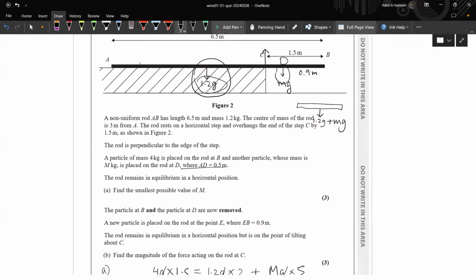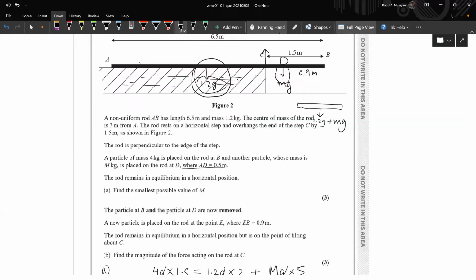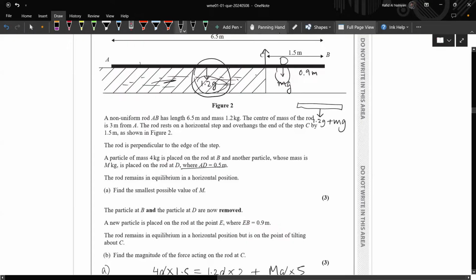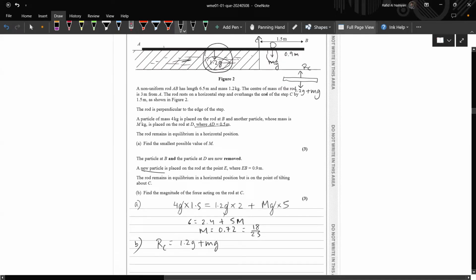Since there is no vertical motion, there must be an opposing force that is vertically upwards, which is provided by this, what is it called? The step, I guess. So that normal reaction force is provided by this step, and this force is acting at the point C, as it's clearly mentioned that it's about to tilt. It's on the point of tilting about C, so there is no other contact between the rod and the step except at C. So this is where a reaction force is going to take place on the rod. Let's call that RC. All right, so I can derive an equation here that RC must be equal to 1.2 G plus mg, where m is the mass of this new particle, which I actually have to find out.